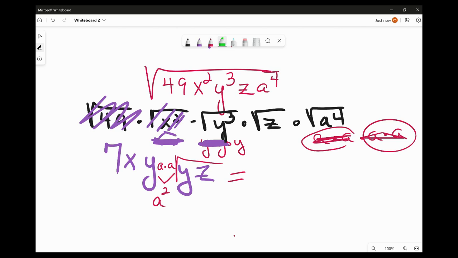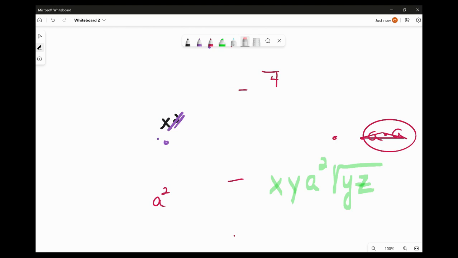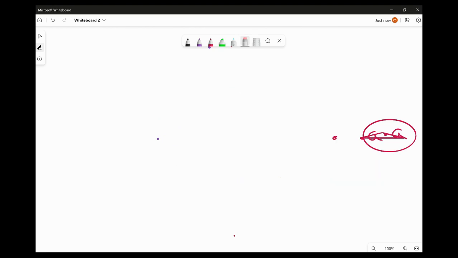So our answer here is 7xy, A squared times the square root of yz. Seems like a complicated problem, but it's not too bad if you take them one step at a time. Okay, now we'll check one more example. Actually, I have a couple more examples to do. So let's take a look.